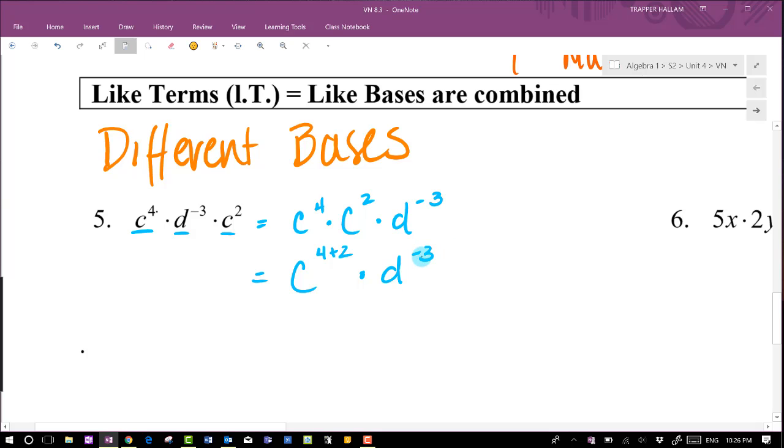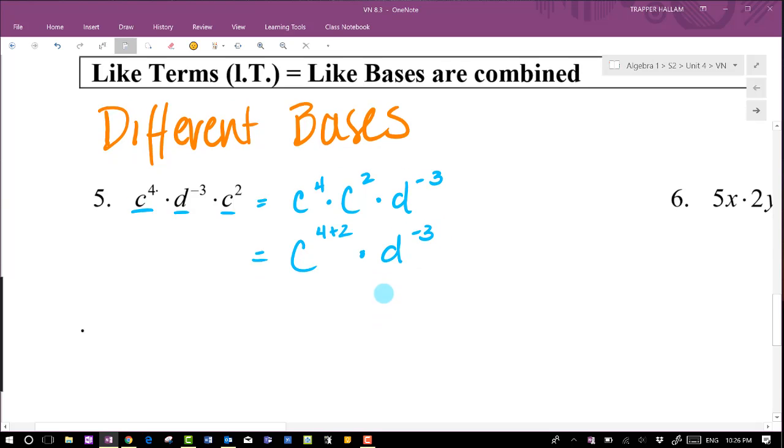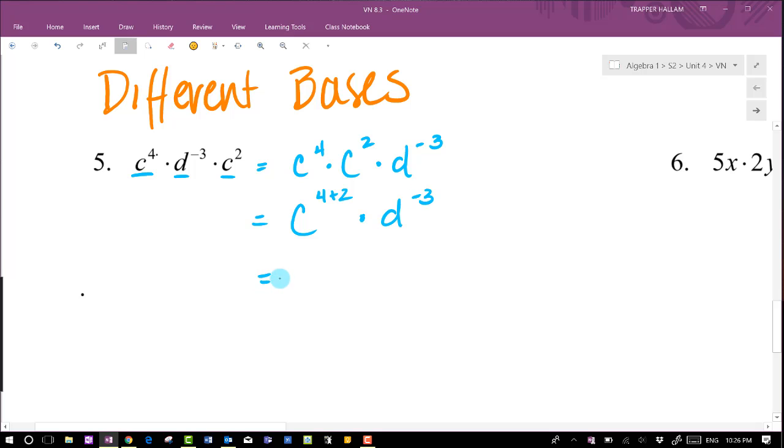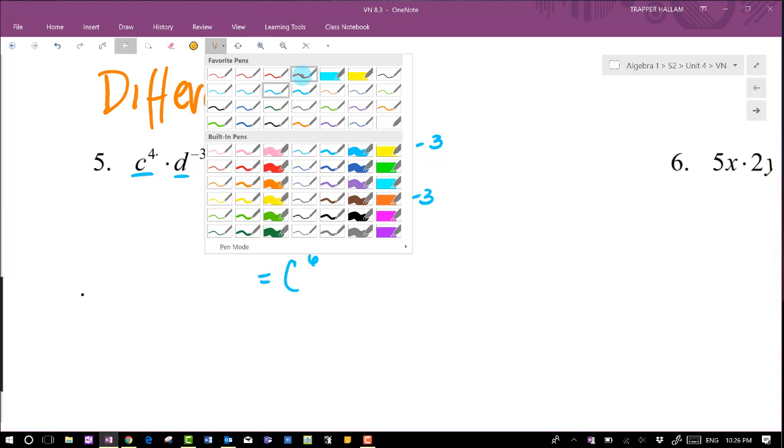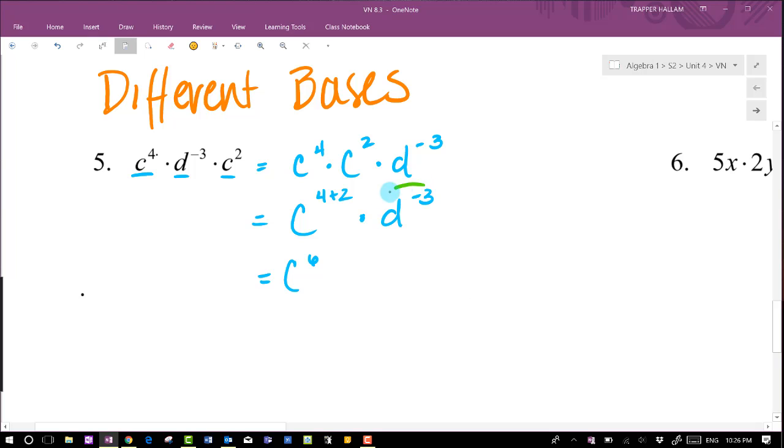Now I can deal with that now, but I'm going to go ahead and clean up the c, and then I'm going to address the d, because I noticed that there's a negative there on the d for its exponent. So c to the 4 plus 2 is going to be c to the 6th. Now I'm going to go ahead and address the fact that this has a negative. And if you remember, any base with a negative exponent means move its position and lose the negative.